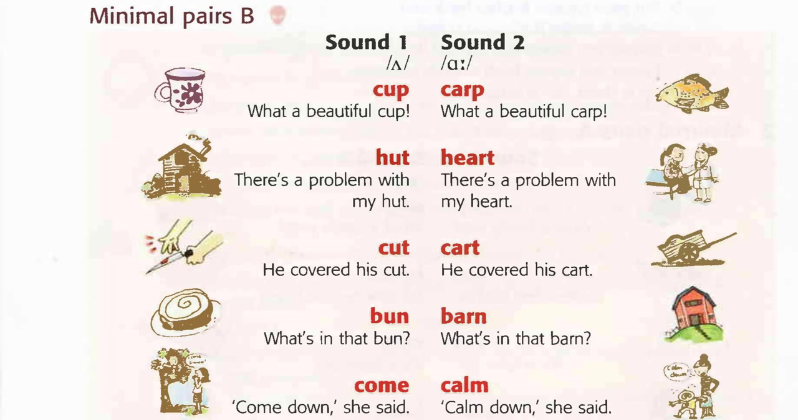2B. Cup. Carp. Carp. Cup. Cup. Heart. Heart. Hut. Heart. Hut. Cart. Cut. Cart. Cart. Cut. Bun. Bun. Barn. Barn. Bun. Calm. Come. Calm. Come. Come.